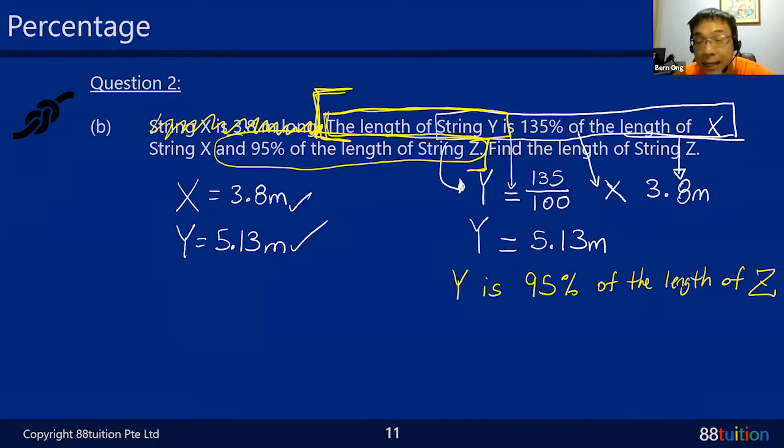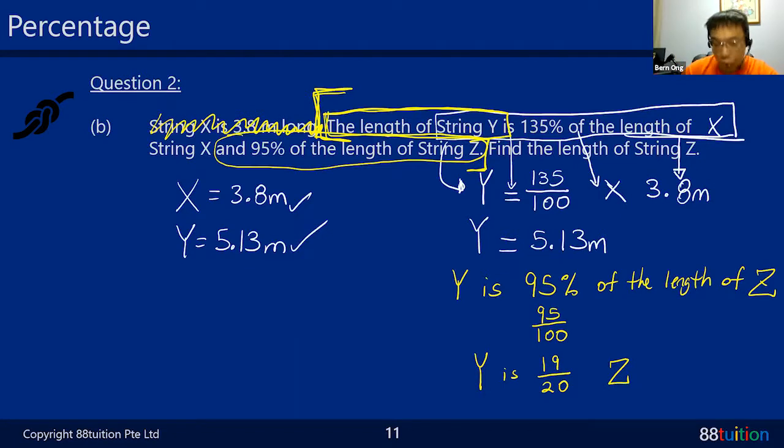Once again, this 95%, what do you do? Don't panic. 95% can be written as 95 over 100, right? Let's try to reduce to the lowest term, 19 over 20. So if you simplify it, Y is 19 over 20 Z. Can you see? Y is 19 over 20 Z.